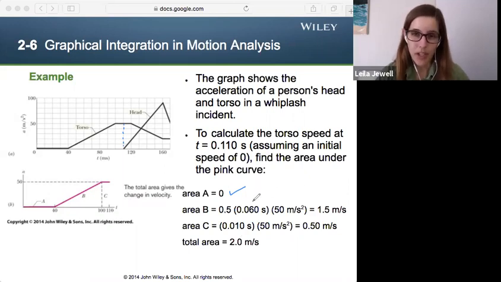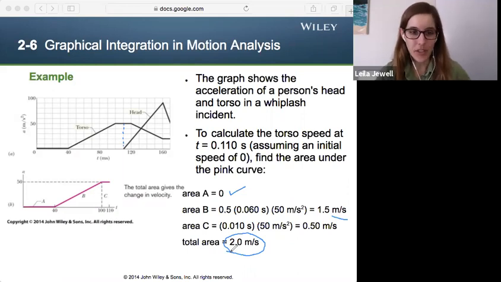And notice when we multiply the seconds times the meters per second squared, that gives us units of meters per second. So that's already suggesting that we are getting a velocity out. Excellent, that's a good check. Finally, we have this small rectangular area C, which we can just use length times width. So the width is 10 milliseconds times the length is 50 meters per second squared. So we get 0.5 meters per second. So the total area under the curve is 2.0 meters per second, and that tells you how fast the torso is going before the head even starts to move.